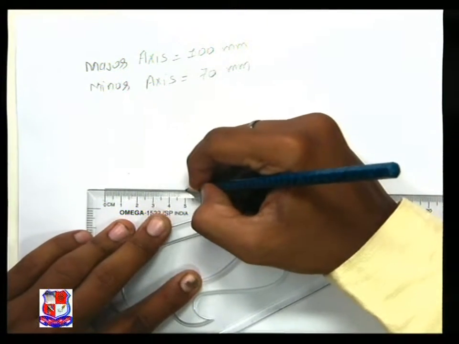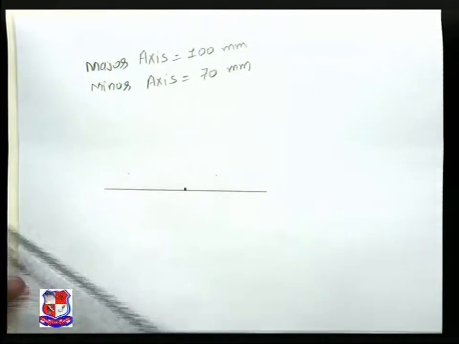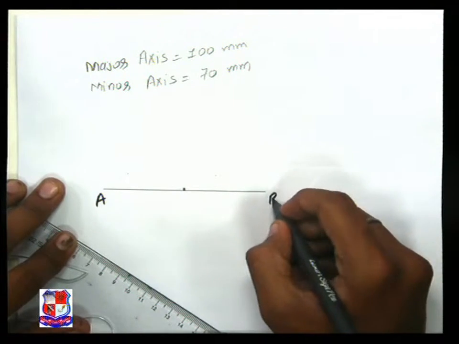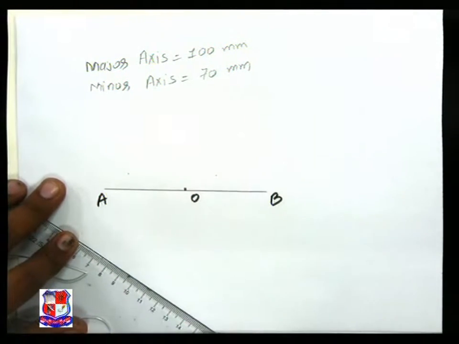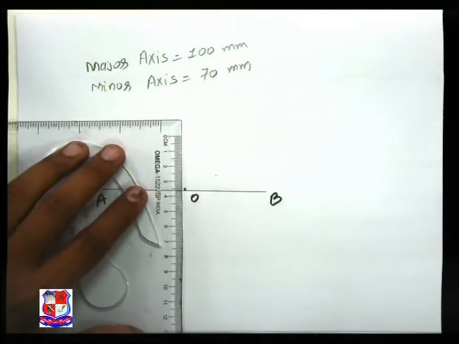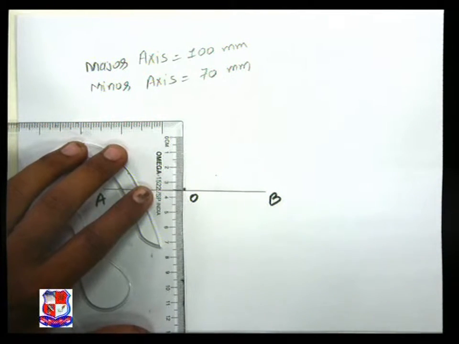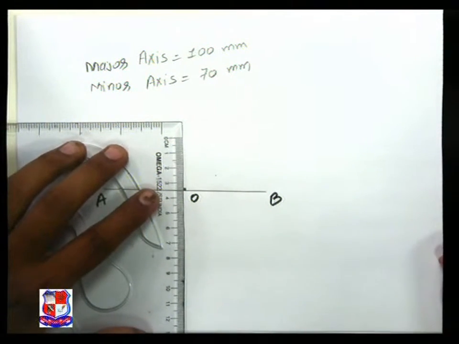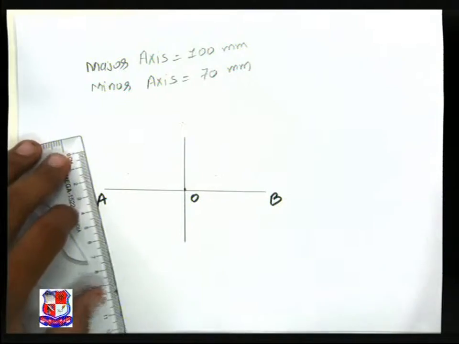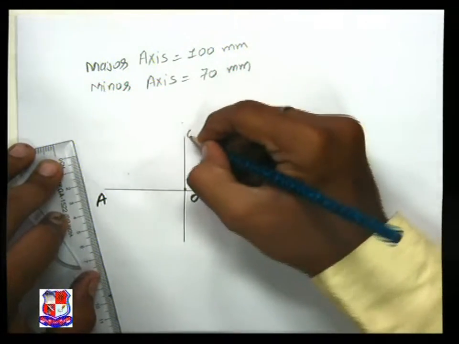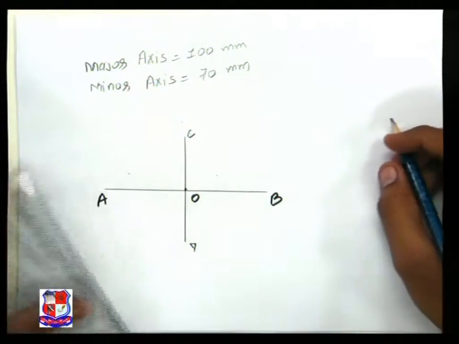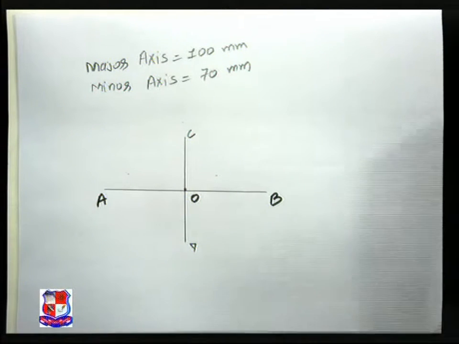We will take the midpoint of it. Name this line AB, and this midpoint as point O. From this midpoint we need to plot the minor axis. The minor axis is 70 mm, which means its half comes to 35 mm, so 35 mm on both sides. We have got CD, 35 mm on both sides.